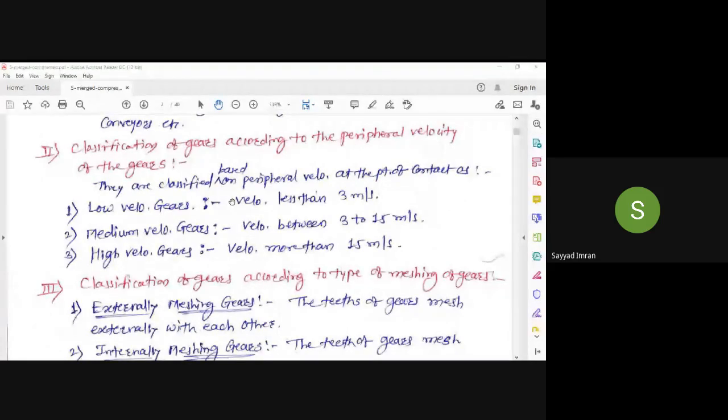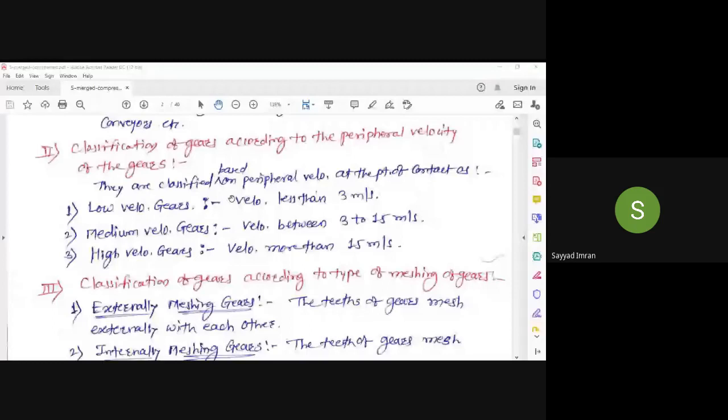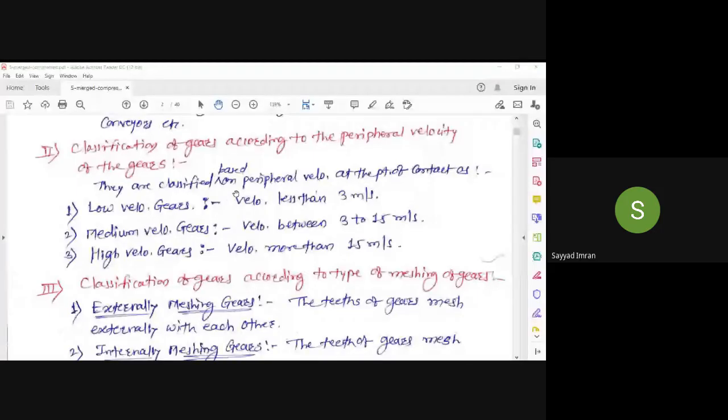So which are the types? First one is low velocity gears. Low velocity gears means what? When the velocity of the gears is less than 3 meters per second, those gears are called low velocity gears. Second one is medium velocity gears, with velocity between 3 to 15 meters per second. And third one is high velocity gears, velocity more than 15 meters per second. So these are the classification of gears according to peripheral velocity at the point of contact.